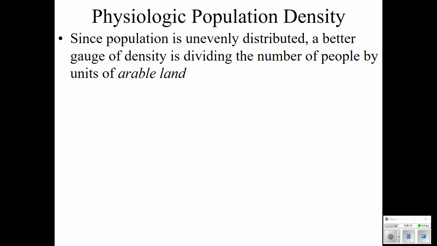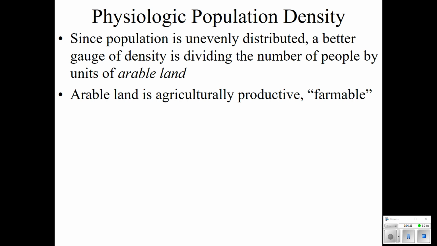So physiologic density, much better than arithmetic density for trying to figure out if a country's overcrowded or not, because here we're only looking at what they call arable land. I always like to tell kids arable land is AKA farmable land. So this is agriculturally productive land. When I showed you the map in class about the 10 Asian countries that grew a lot of rice, you'll notice that a lot of those countries have a lot of arable land. But China and India, for example, they struggle. Some of their territory is not exactly arable because it's too hot, too cold, too wet, too dry, or too rocky. So they have to farm everywhere they possibly can.